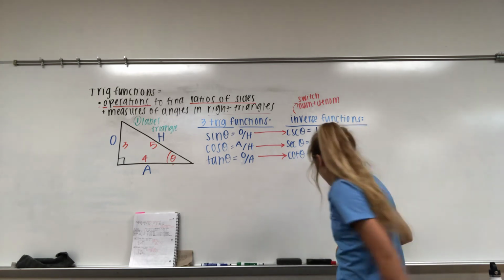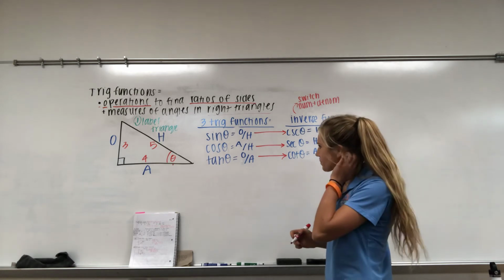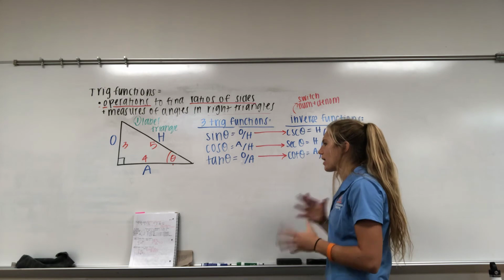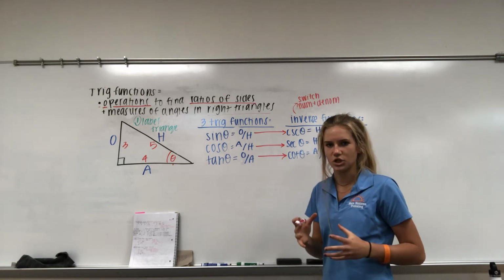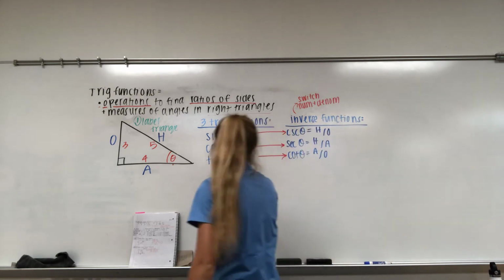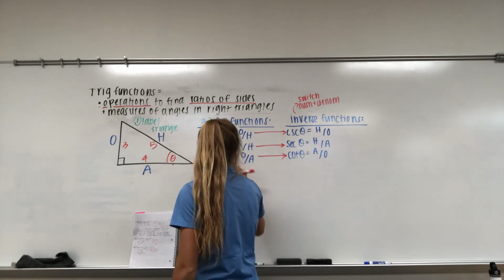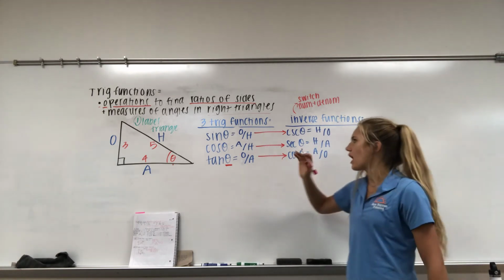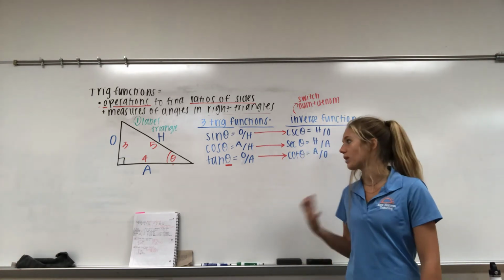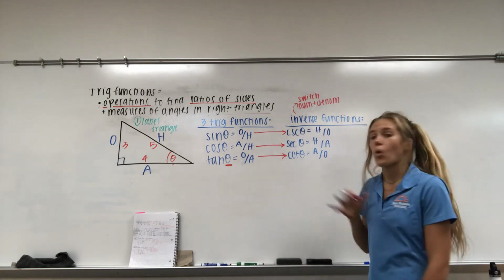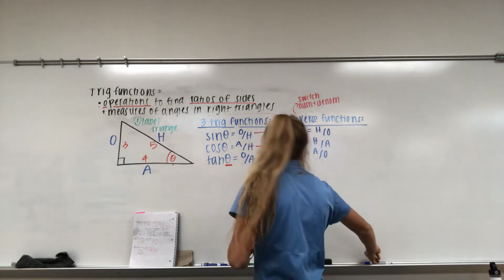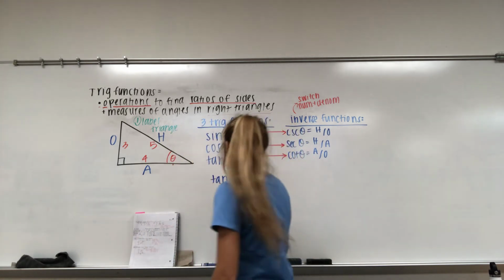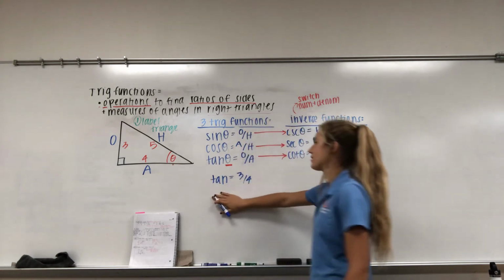Okay, something that I also want to touch on, that I haven't yet and is super important, is writing out each individual function and the way that we have to do that. As you can see, when I wrote all of these down, I always wrote sine theta, cosine theta, tan theta. You always have to do that. Sometimes people will mistakenly say, for this triangle, tan is equal to 3 over 4.